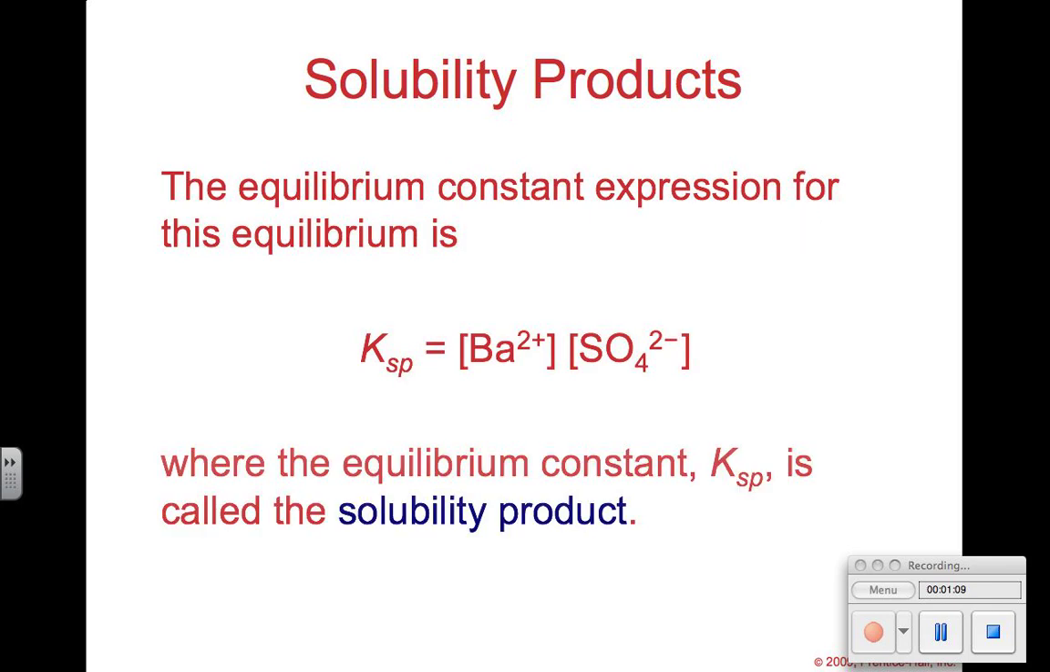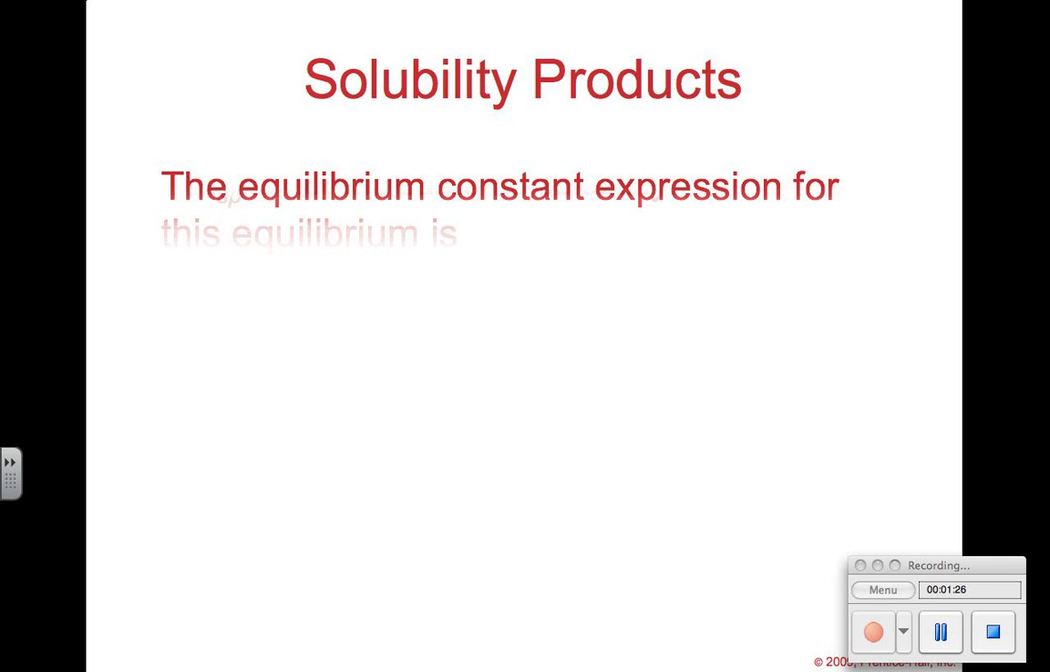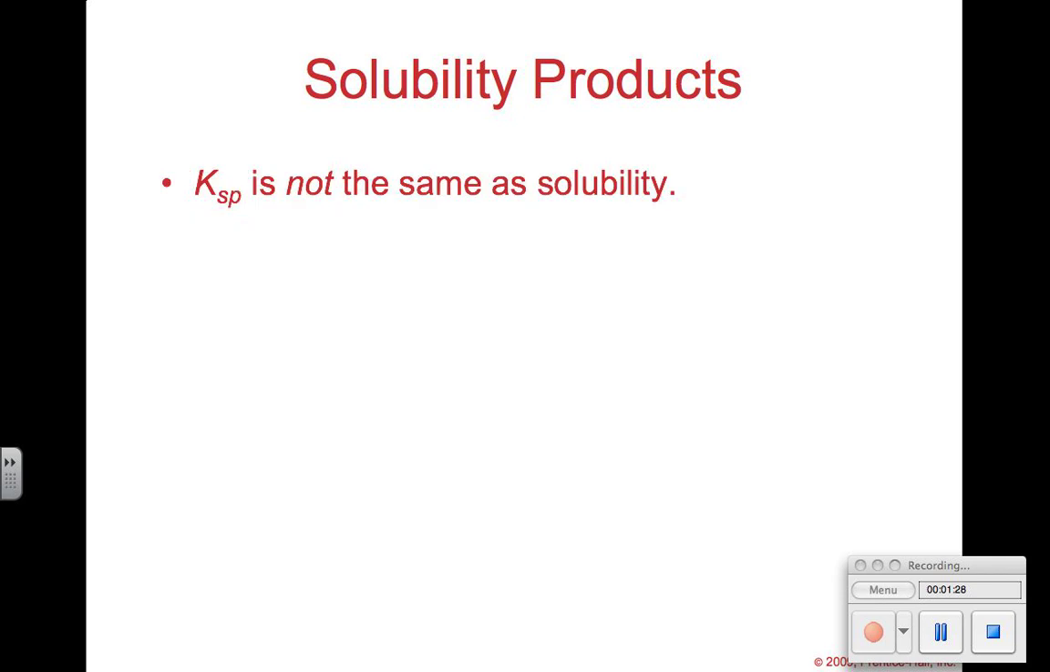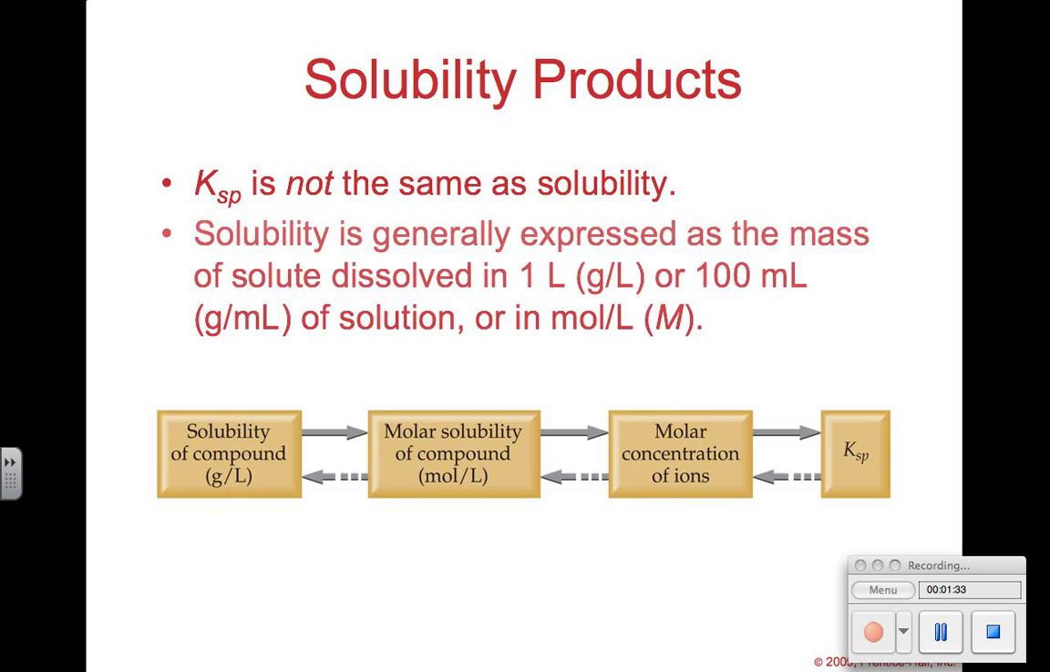So the equilibrium constant expression for this equilibrium is Ksp, and sp stands for the solubility product. And notice how the solid doesn't show up in this, so it's just the concentration of the ions that are present. Obviously a solid isn't dissolved, so there isn't a concentration associated with it. So the Ksp is not the same as solubility.